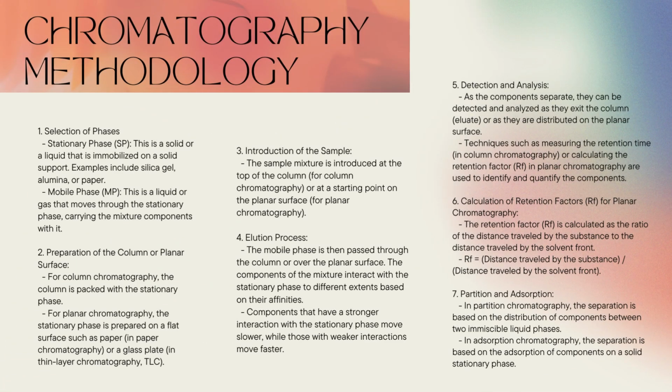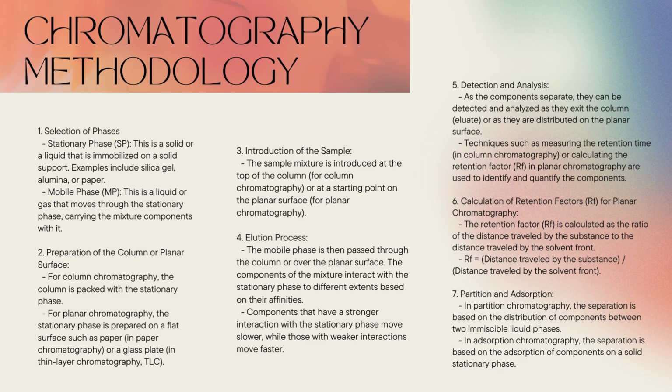So now let's move forward to the methodology for chromatography. First is the selection phase. The stationary phase, or SP, is a solid or a liquid that is immobilized on a solid support, for example silica gel, alumina, or paper. And the mobile phase, MP, is a liquid or gas that moves through the stationary phase, carrying the mixture components with it.